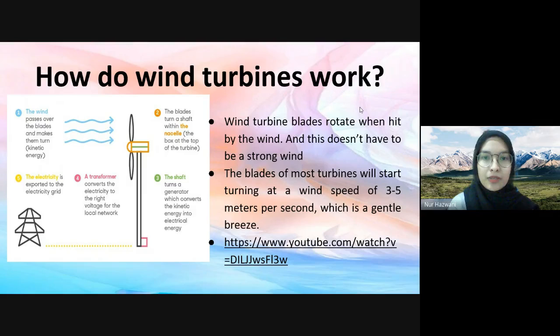Wind turbine blades rotate when hit by the wind, and this doesn't have to be a strong wind. The blades of most turbines will start turning at a wind speed of 3 to 5 meters per second, which is a gentle breeze.